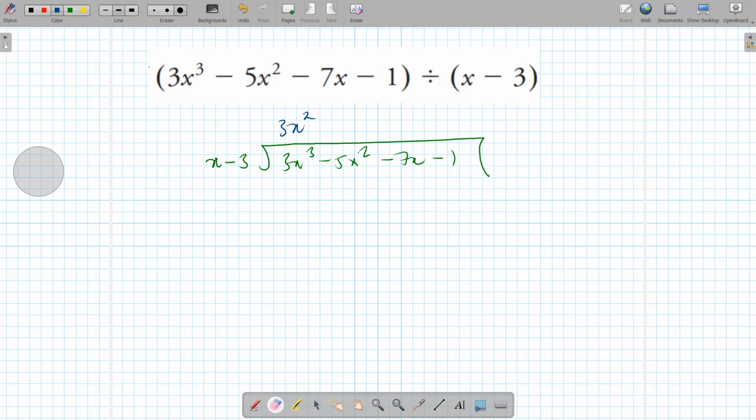All right. Okay. And now what do we do? Now in the next step, we're going to do 3x squared times x, which is going to be 3x cubed, right? But now notice there's a second term here. We have to do 3x squared times negative 3. What is 3x squared times negative 3? Negative 9x squared. Exactly. So we have negative 9x squared.